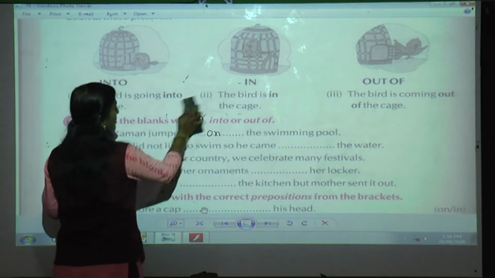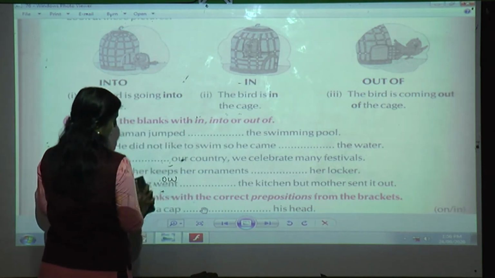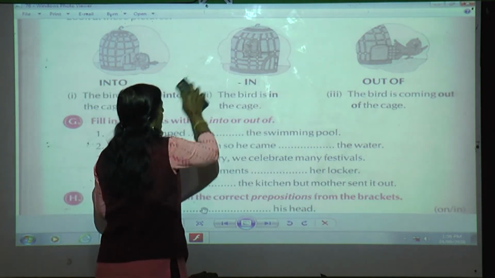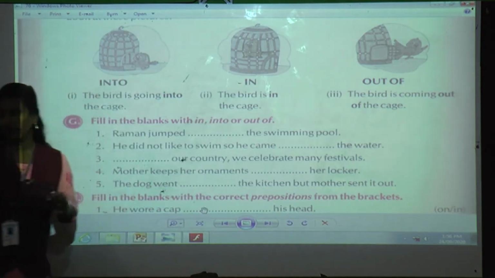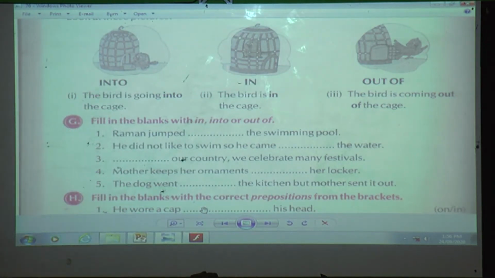Now see the above three images or pictures. We find the difference, and according to that we will use the preposition. Okay, what you can see, students, in these three images? We can see a cage and a bird. Now we will see in each image what the bird is doing. Okay, now first image.